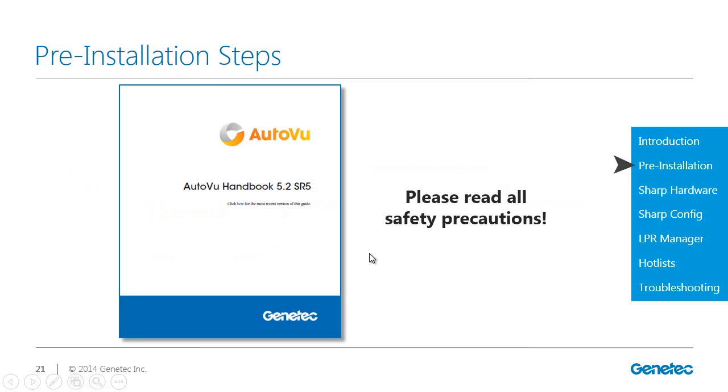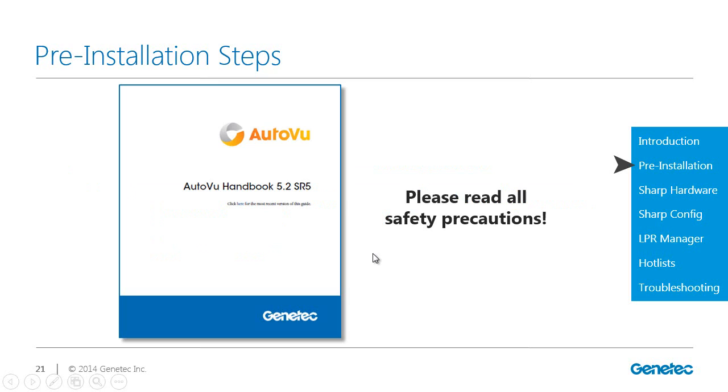In the webinar today, we're looking at setting up a basic configuration, but the handbook also contains some extra material on some more advanced settings and procedures, such as setting up a Sharp to use an FTP connection, or modifying the matcher settings to allow additional plate character differences.